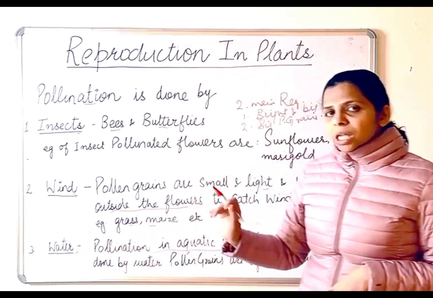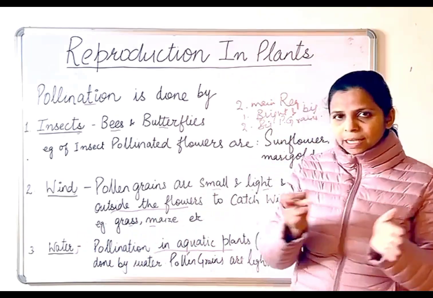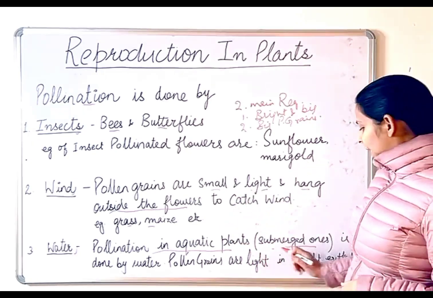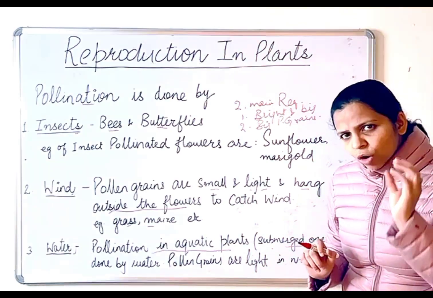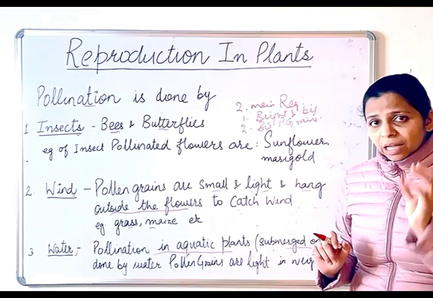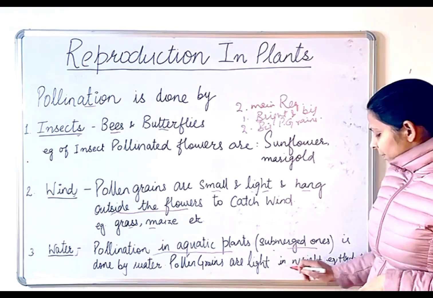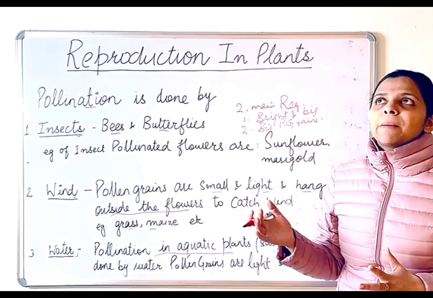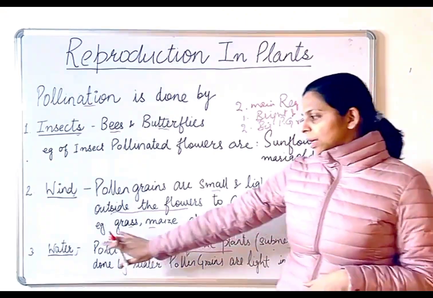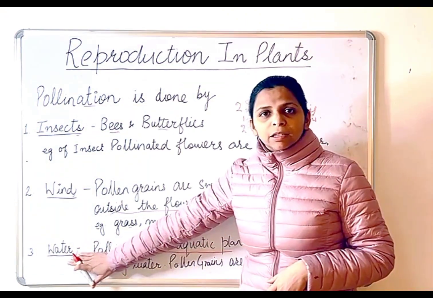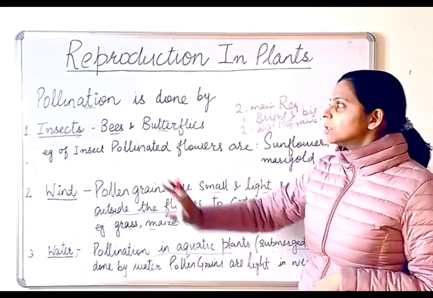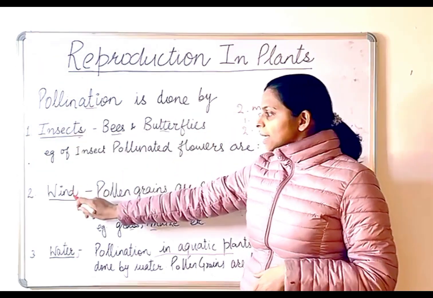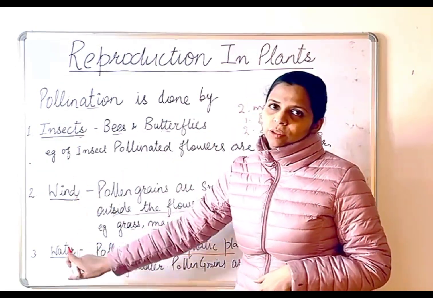done by the water. इसमें भी क्योंकि पानी के जो करंट्स हैं, पानी के बहाव के साथ pollen grains को जाना है, then the pollen grains जो होते हैं that have to be light in weight. बहुत हल्के होते हैं, they are small in size, they are light in weight. Examples जैसे hydrilla हो गया, then another example is Vallisneria. इन सब में जो होता है pollination, that is done by the water. So there are three main agents by which the pollination is done. Main is insects, second is wind, third is water.